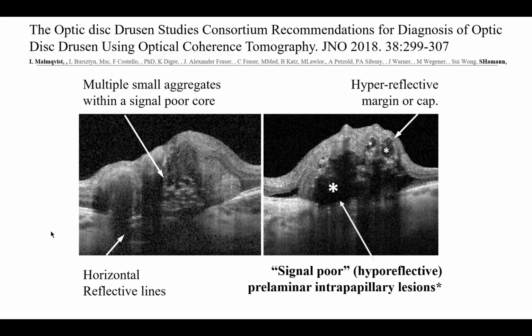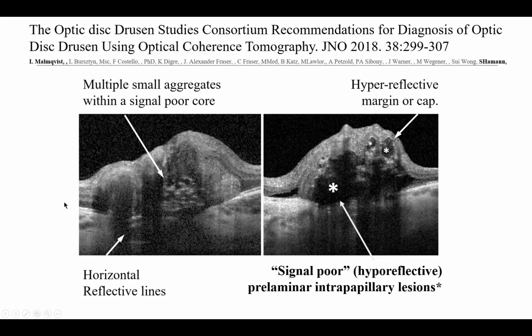The Optic Disc Drusen Consortium has identified the salient features of optic nerve head drusen on OCT. And it's all based on the fact that the OCT is properly performed, meaning that it is a high-resolution transverse or radial scan using EDI with closely spaced B scans. And the findings consist of a well-defined signal-poor area, occasionally capped with a hyperreflective margin, or sometimes containing multiple small aggregates of hyperreflective deposits, and occasionally you'll see these peculiar little horizontal lines.